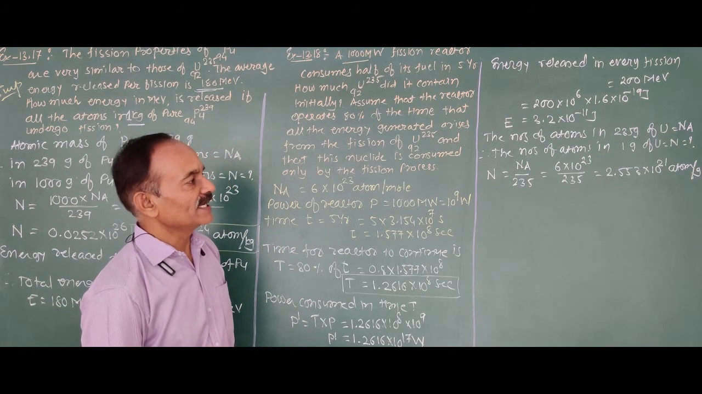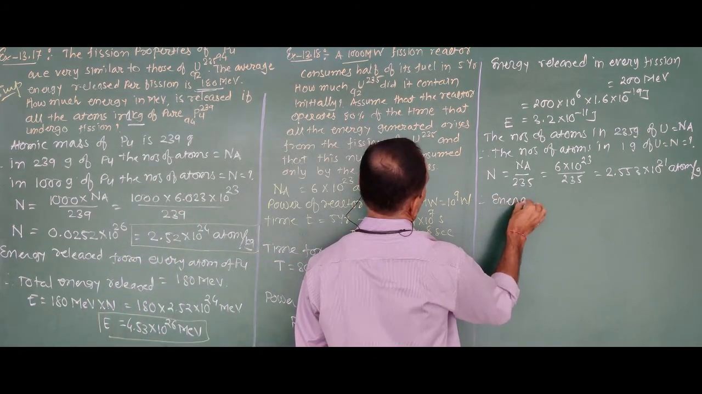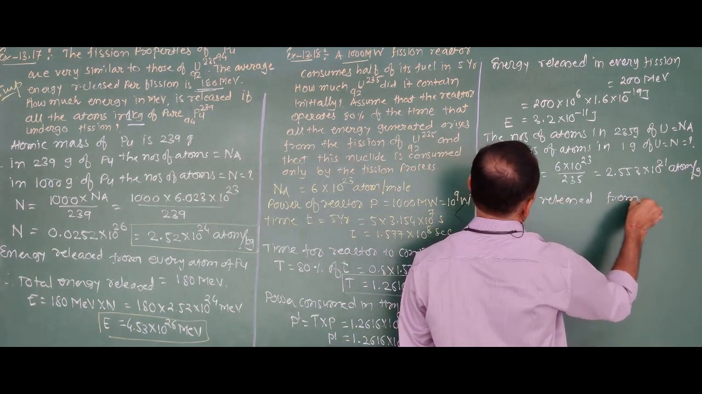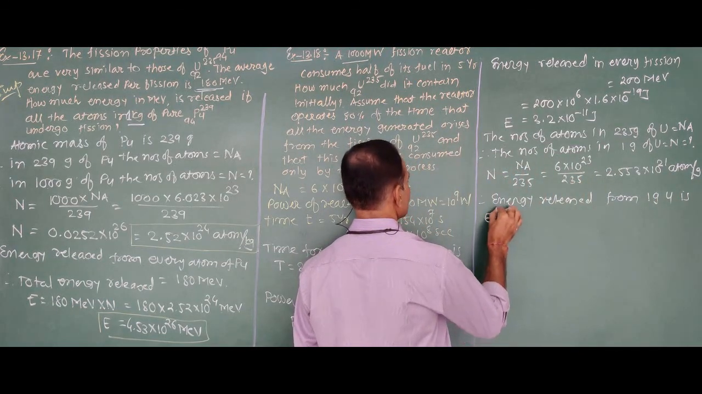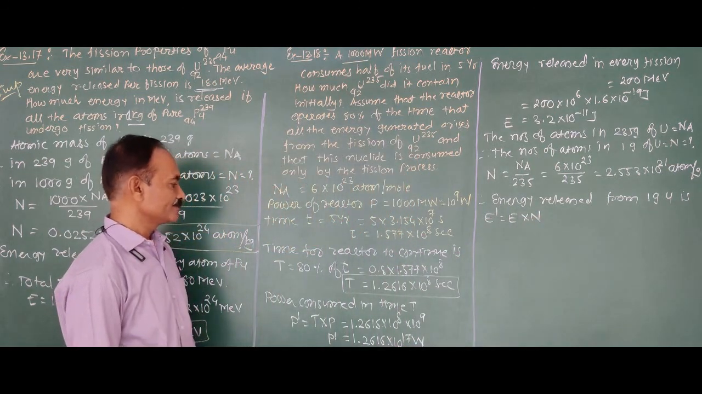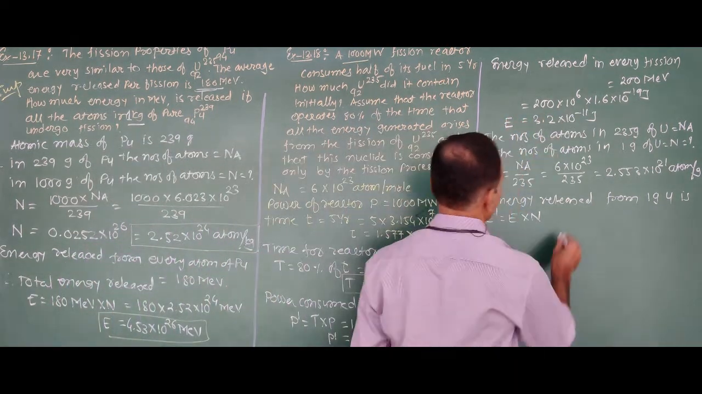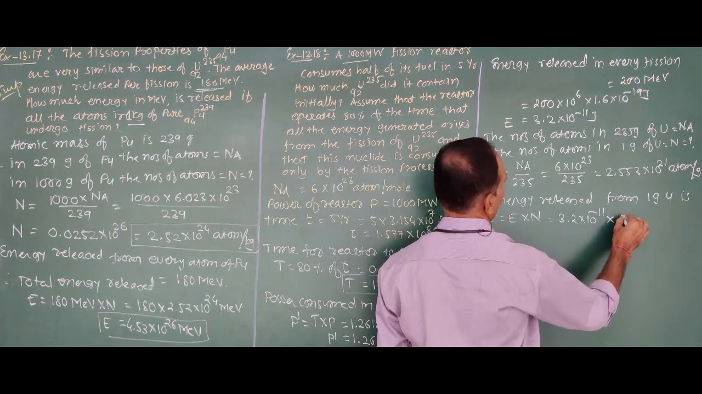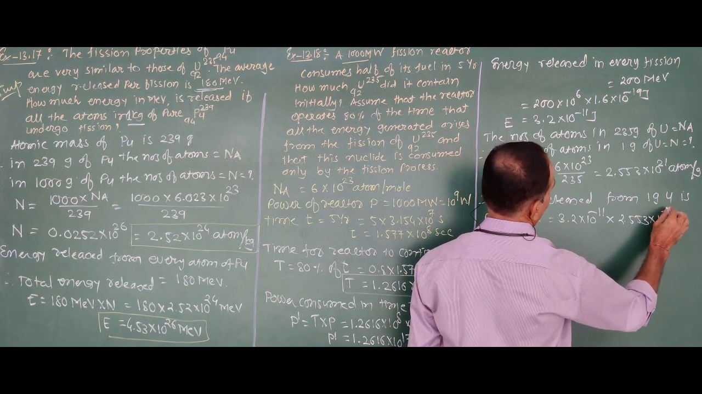Okay. How much energy is released from 1 gram? Therefore, energy released from 1 gram of uranium is equal to E into N. E we already found: 3.2 into 10 to the minus 11. So 3.2 into 10 to the minus 11 into N, 2.553 into 10 to the 21.